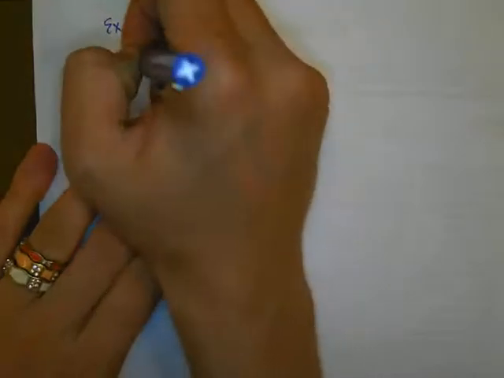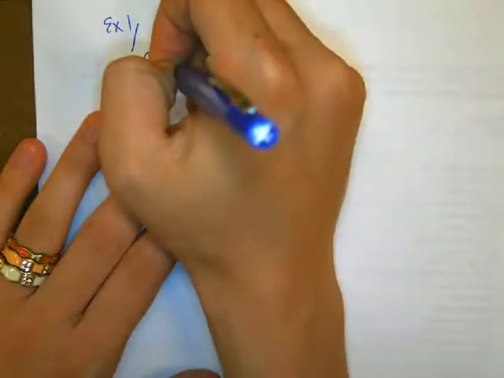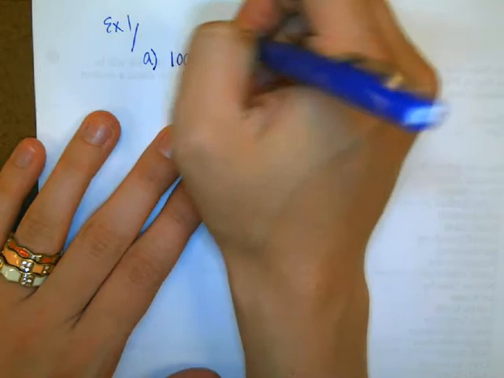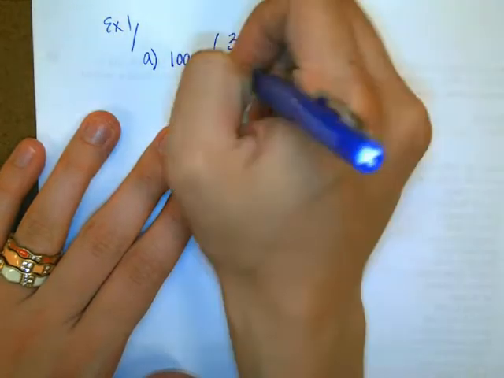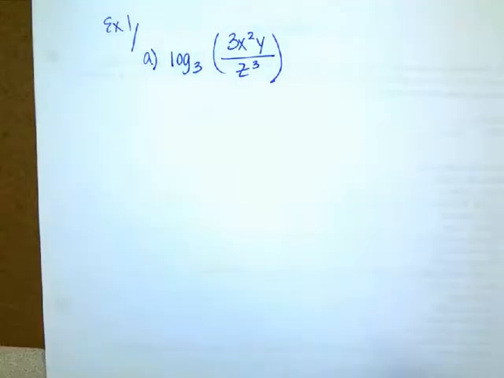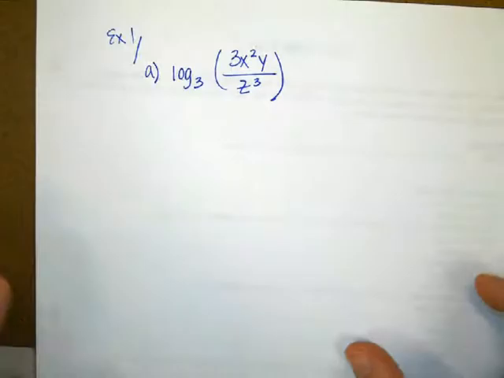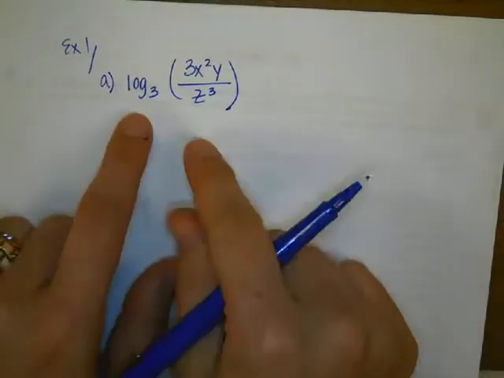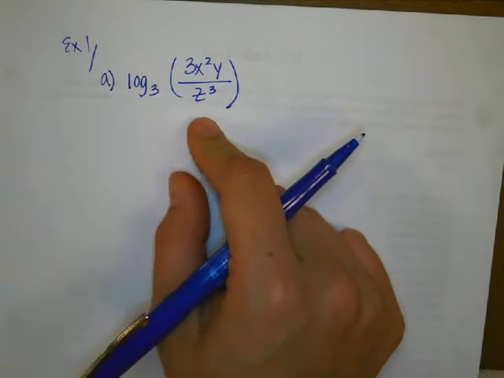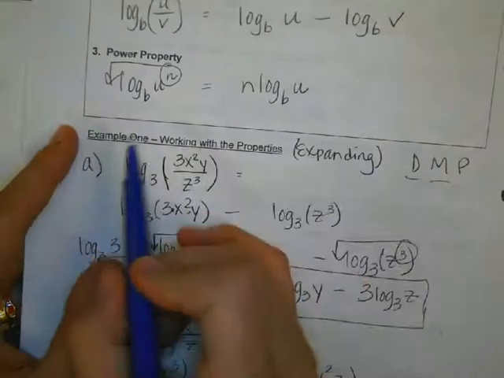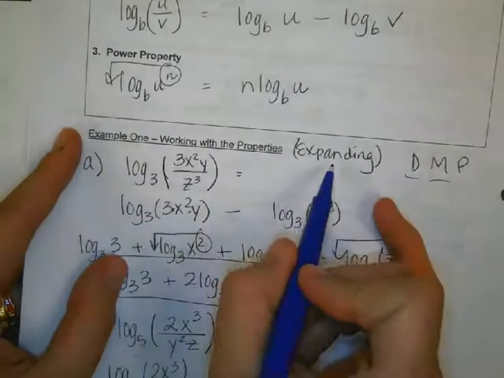So if we start with example 1, make an A and a B. And under A, I want you to write this expression. Okay. Now, this is one logarithm all put together, so we are going to work on expanding. So above, where it says example 1, write expanding next to it.